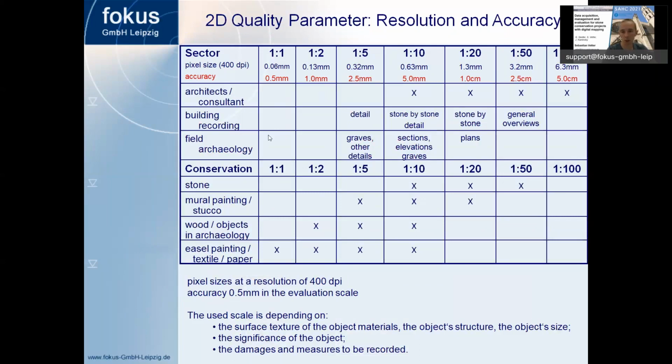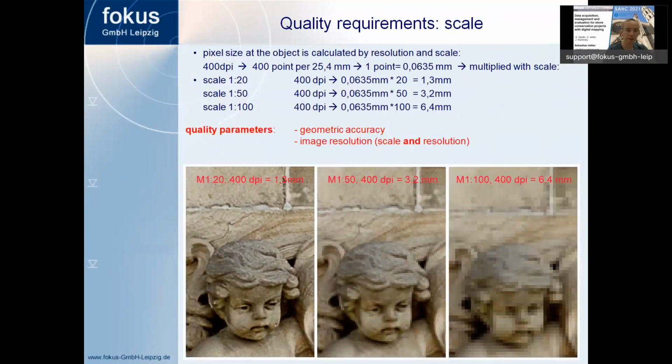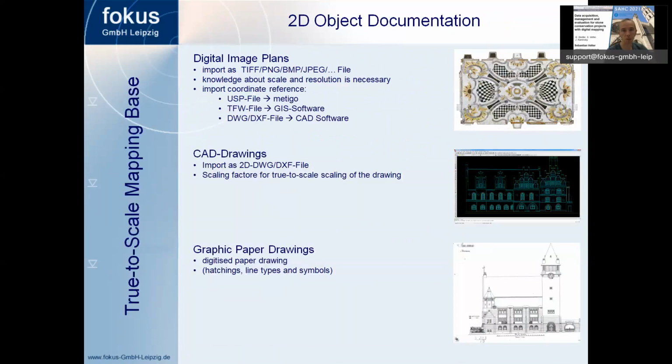And here you can see a chart that is based on the experience of our work from the past 25 years. And for each new object, the customer has to decide which geometric accuracy and which image resolution he wants to use, depending on material and the object itself. For 2D object documentation, there can be digital image plans, CAD drawings, or also graphic paper drawings be used.